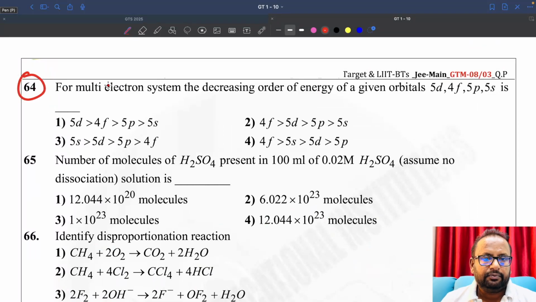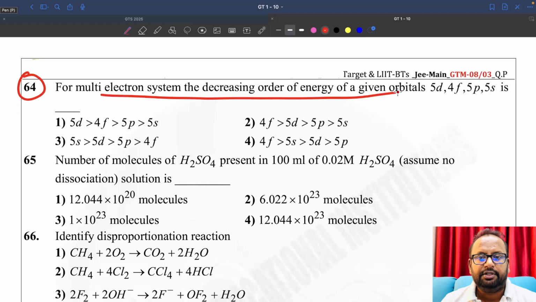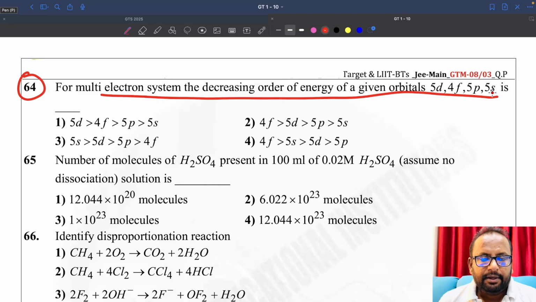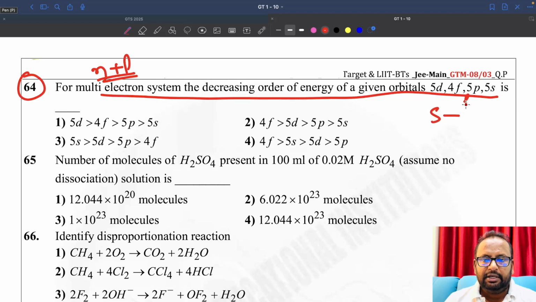64. From the multi-electron system, the decreasing order of electron energy is asked. So we will follow the n plus l rule, from which we can calculate it. We know that for s orbital the l value is 0, for p it is 1, for d it is 2, and f orbital has 3. So we'll calculate for the options and then figure it out.